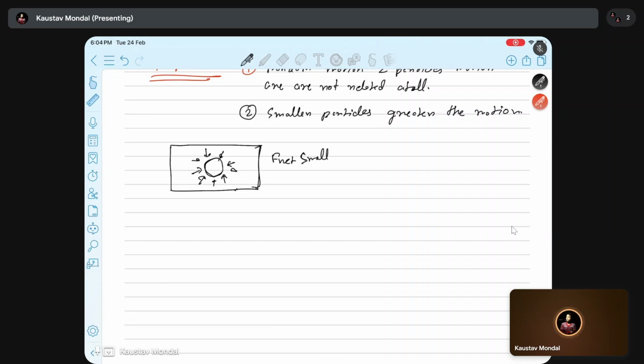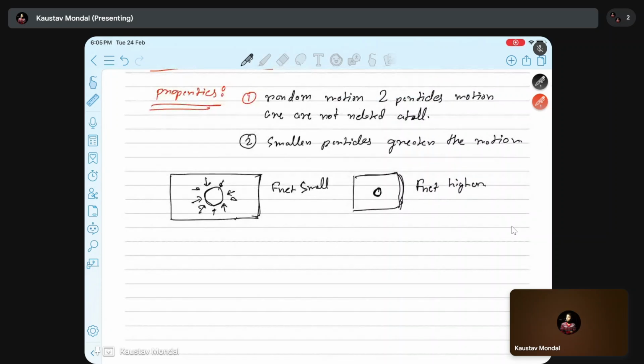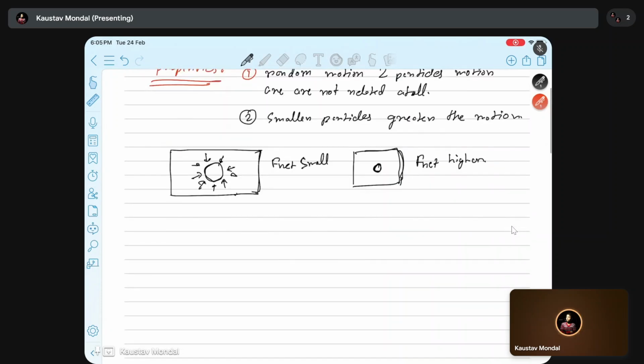But in the case of a smaller particle, since the particle size is small, not all the components of the forces will cancel with each other. So there will be some asymmetrical force acting onto the particle, which is basically the reason for showing the Brownian motion. Because of that, the net force on the smaller particle will be higher. This is our second property.